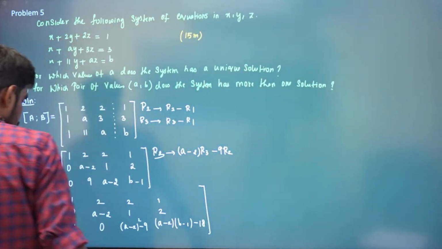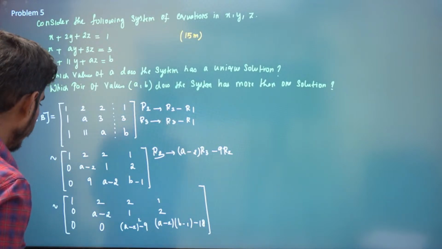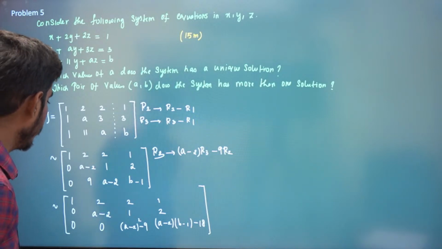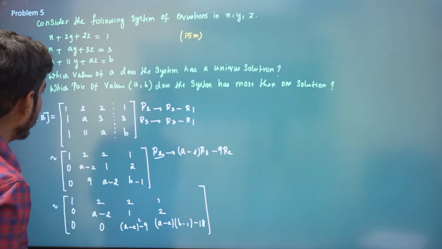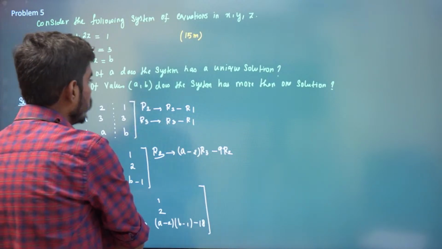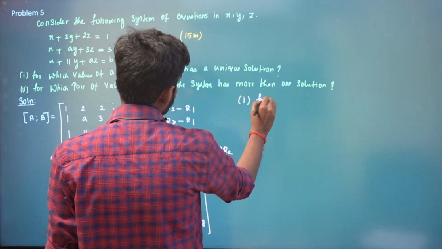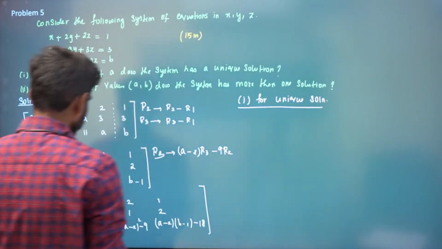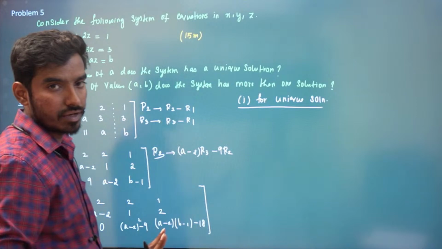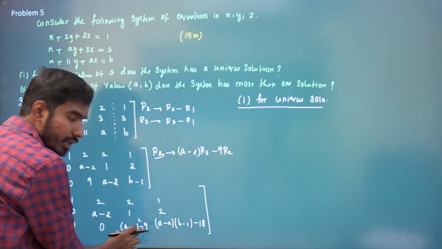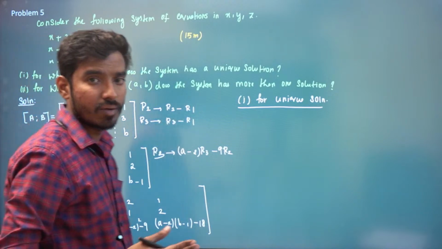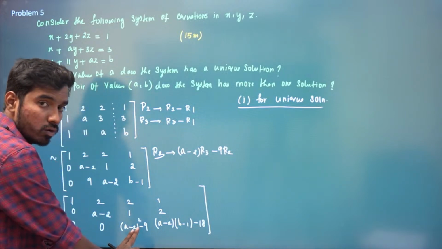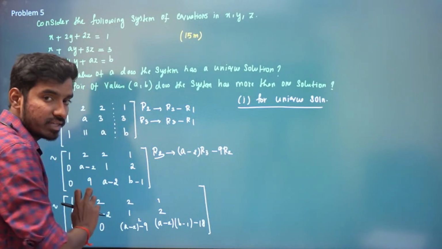So we'll simplify this. For what values of a and b does the system have a unique solution? Can we simplify this further, or else directly move on? Okay, we'll directly move on. For a unique solution, this entry alone not equal to 0 is enough. If this number is not equal to 0, rank of A and rank of A comma B both will be equal to 3. Very simple idea.